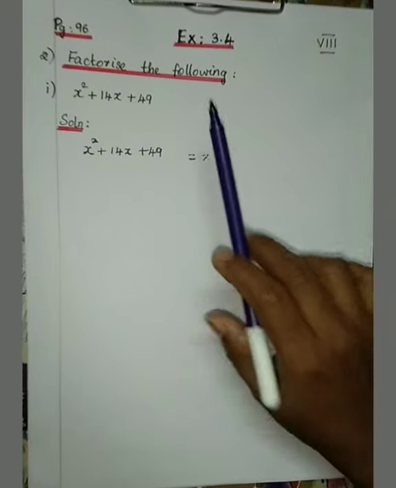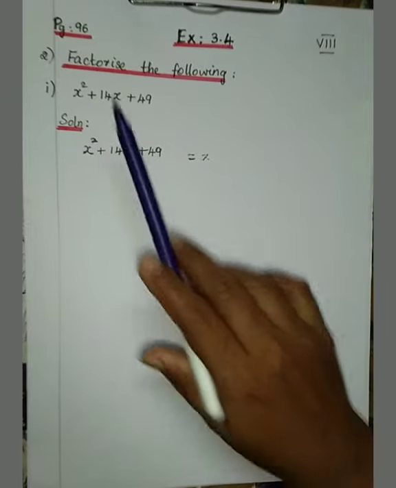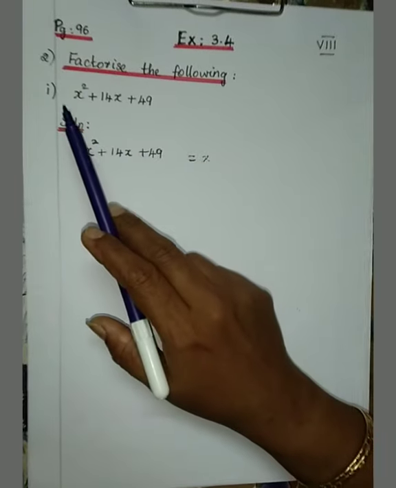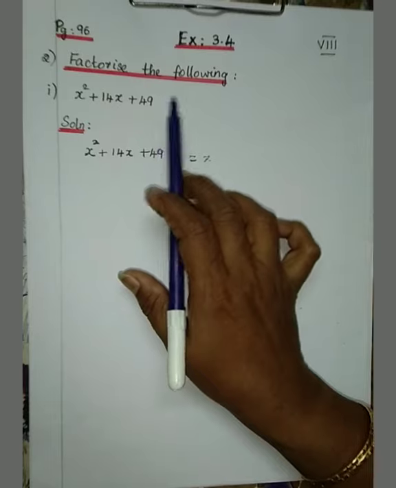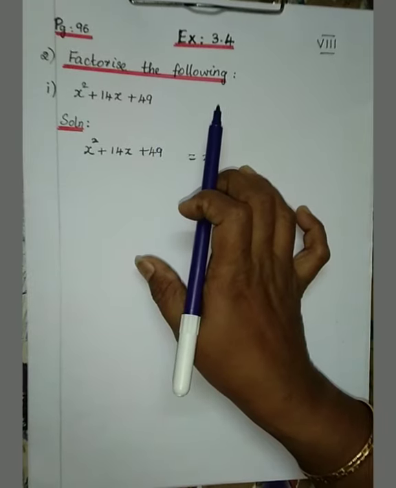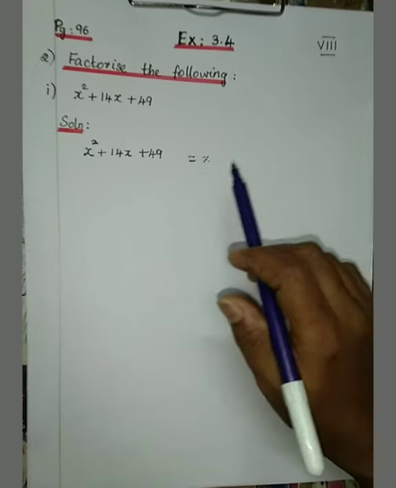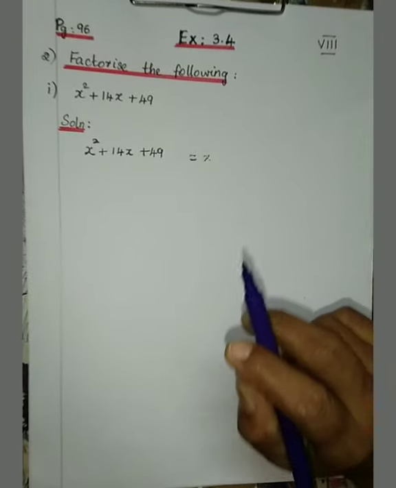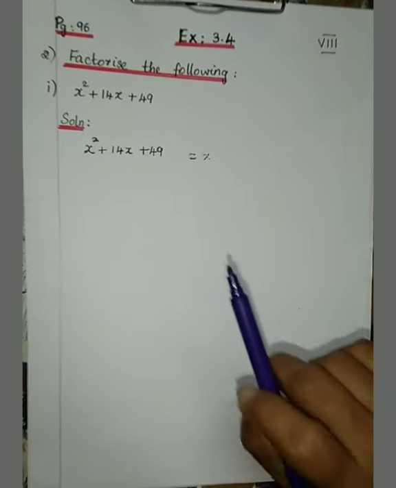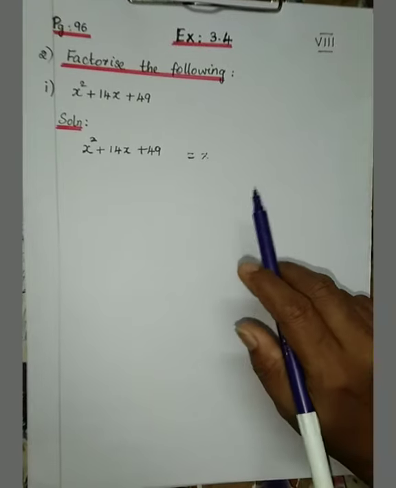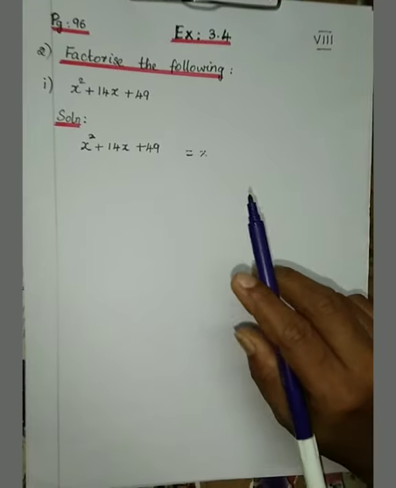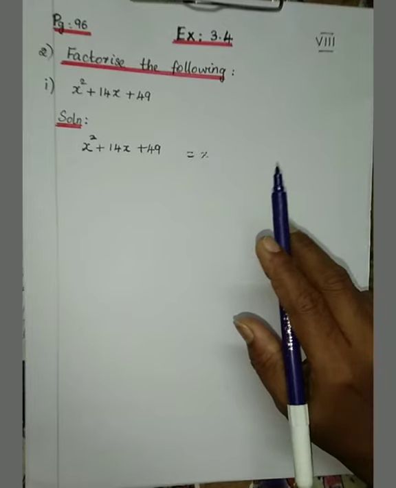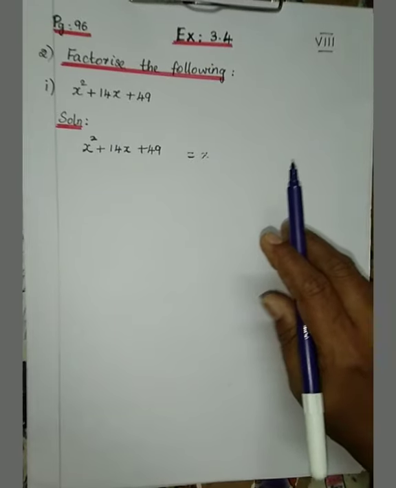Let's continue exercise 3.4, page 96. Second problem. Factorize the following. Before that, in the previous class, we have learnt the types of factorization. The types are taking out the common factor from each term, then taking out the common binomial from each term, and then grouping the terms, and the fourth one is using identities.